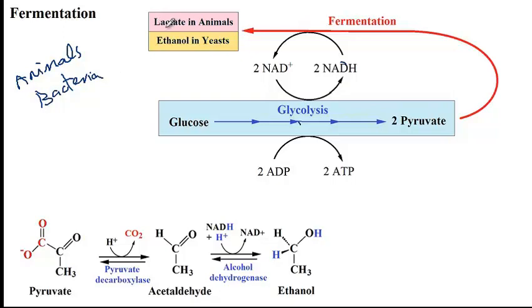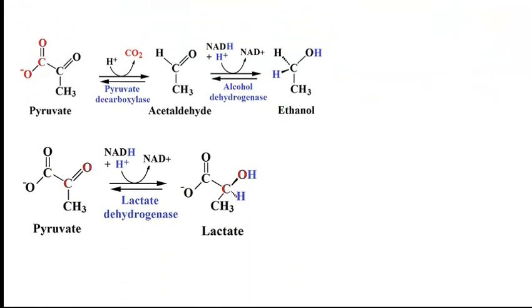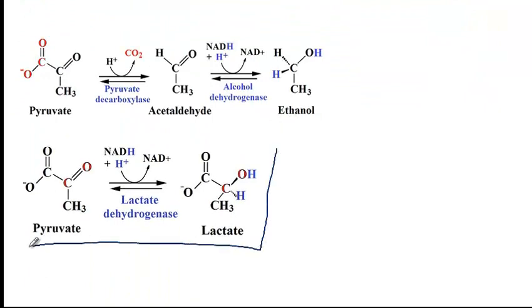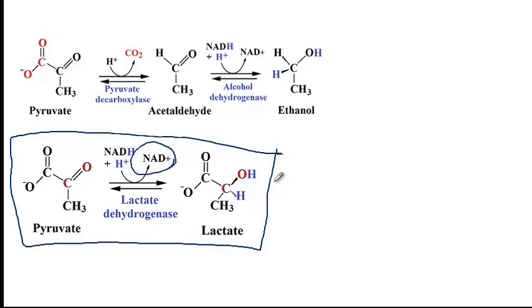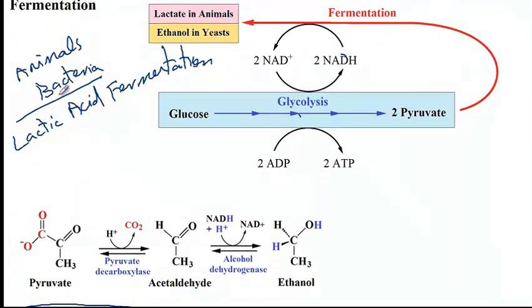And so for the reactions that are going on, if you're talking about animals or bacteria, pyruvate can be converted into lactate through the process called lactic acid fermentation. And actually I have the second reaction right here. Just pay attention to the second reaction. You can see that the pyruvate, via the lactate dehydrogenase enzyme, produces lactate. Through this process, NAD plus is regenerated.